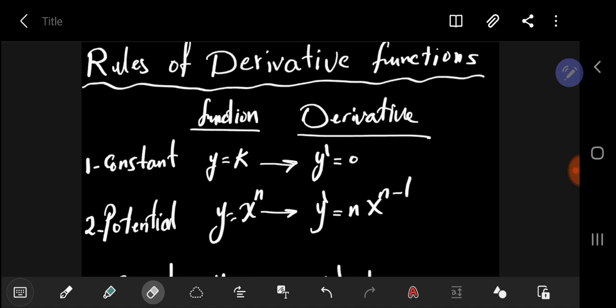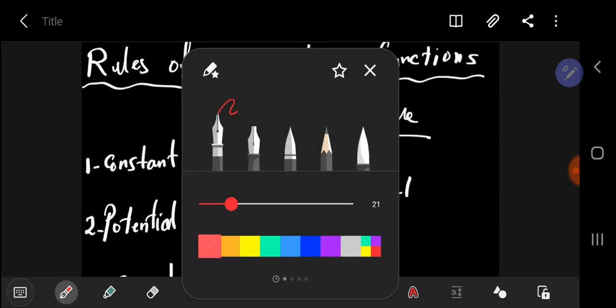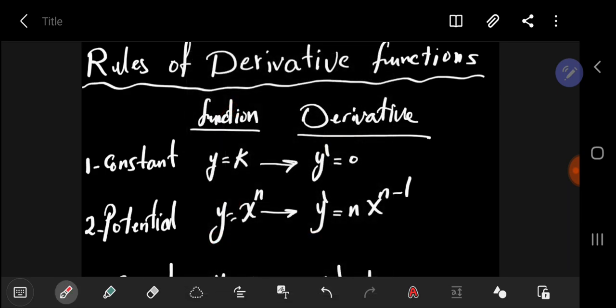We took the rules of derivative functions before, but we will review them again. I will give you the first rules about derivative functions. The first rule is about the constant. Okay, I'll explain it to you.